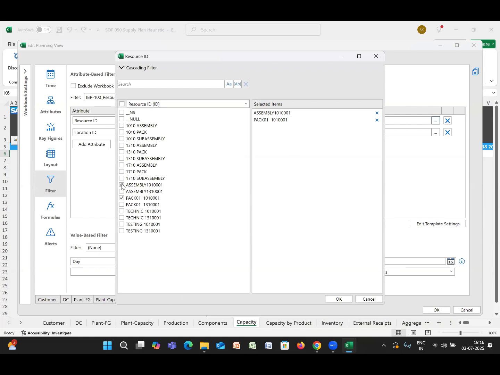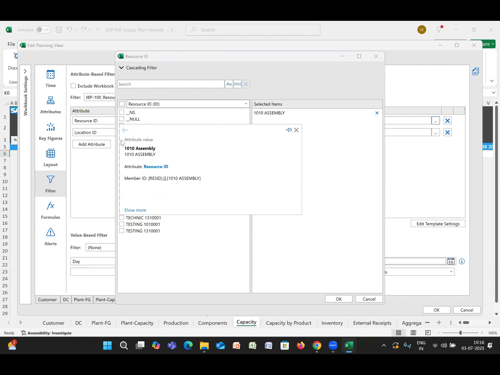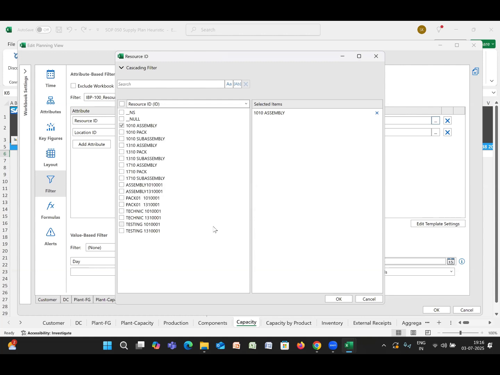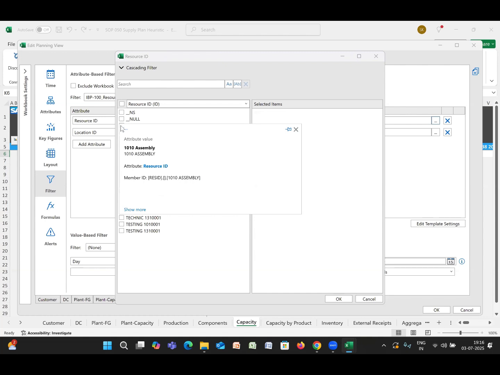Okay, it has come. So 1010 assembly and 1010 pen. Tinting pack. Small, no, this is capital assembly, not this. What is this?